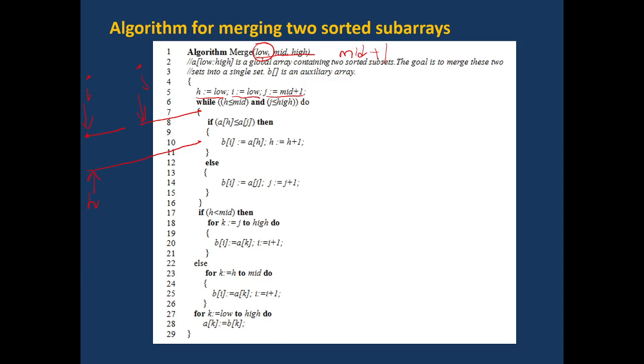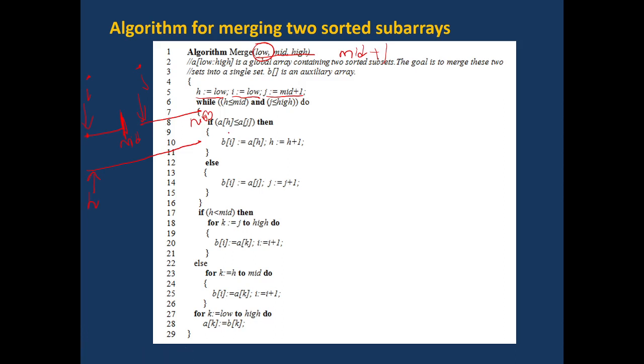Next I am checking this. So I am checking whether I have reached the end of the list or not. If I reach the end of this list or if I reach the end of this list, then I will stop. So how to find out whether I reached the end of this list or not? End of this list is mid, end of this list is high, right? If I reaches mid or J reaches high, then we will stop.